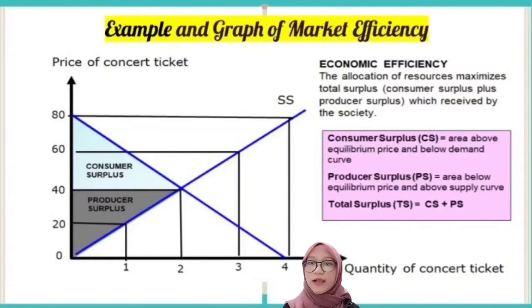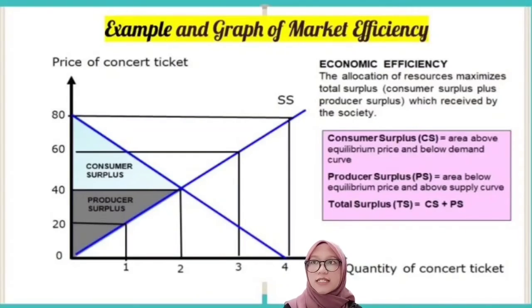This is the example and graph of market efficiency. So we can see there are the price of concert ticket and the quantity of concert ticket. So let's take a look first. Economic efficiency tells that the allocation of resources maximizes total surplus, which is consumer surplus plus producer surplus, received by the society. So where is the consumer surplus?